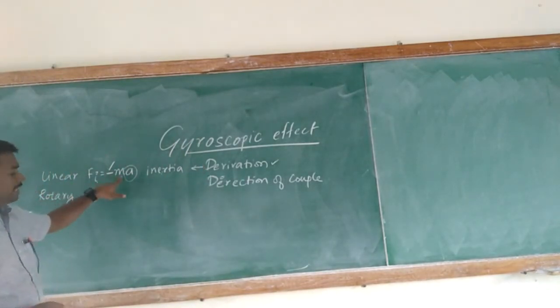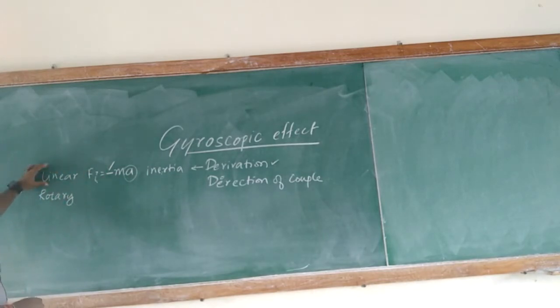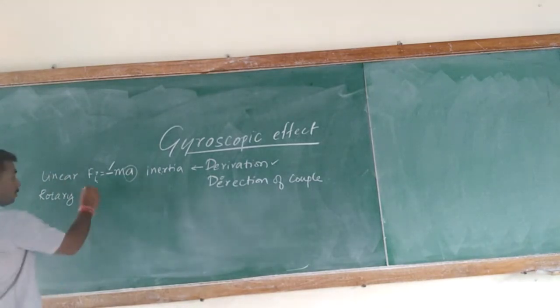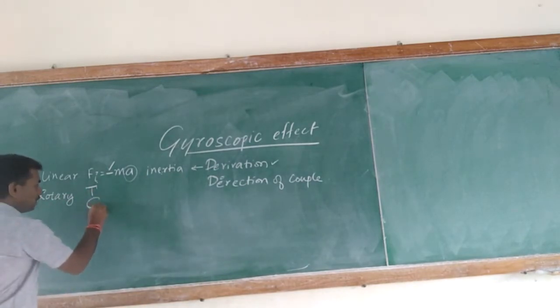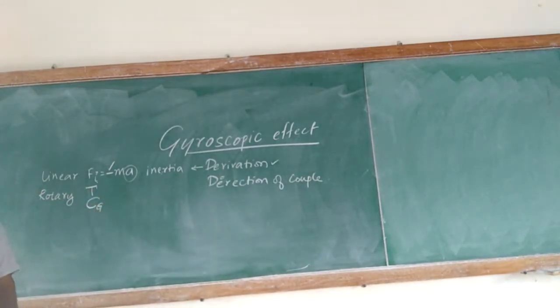So inertia is F equal to m into a. Now, linear F equal to m into a. For rotary, you have to convert the same equation into a rotational equation. So instead of force, we have to take torque. This torque we generally call CG. C means couple. G means gyroscopic. We represent this torque as CG, the gyroscopic couple.